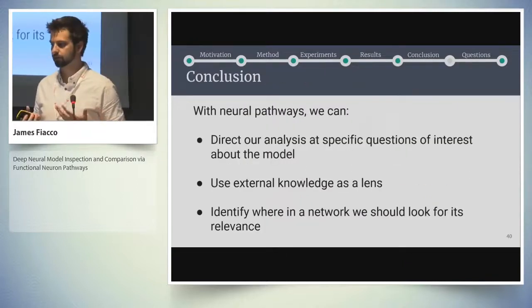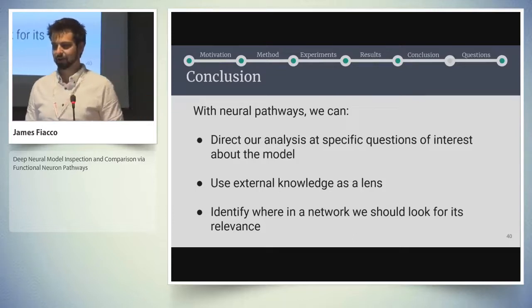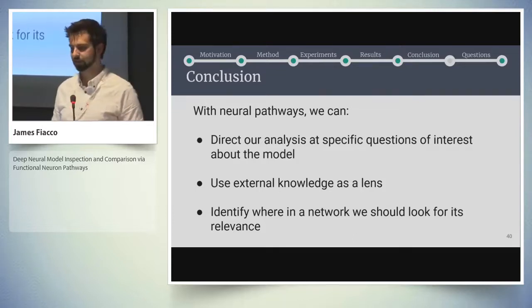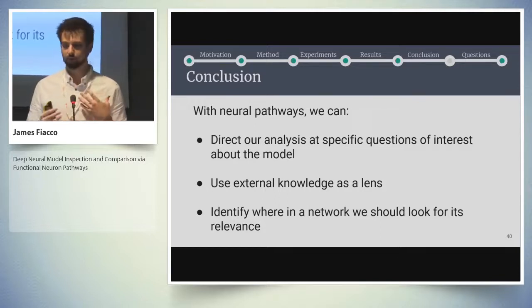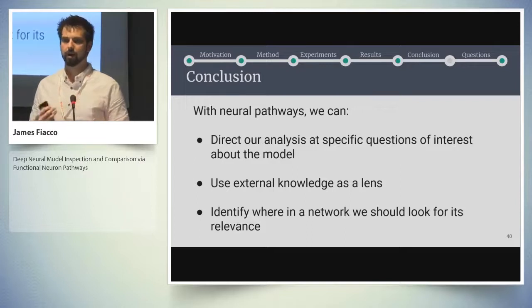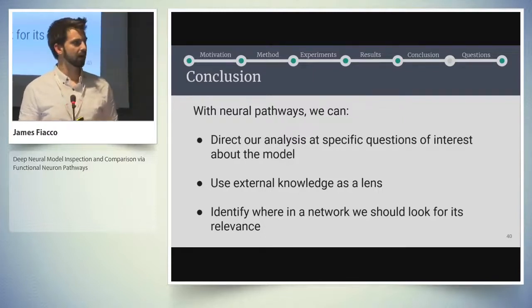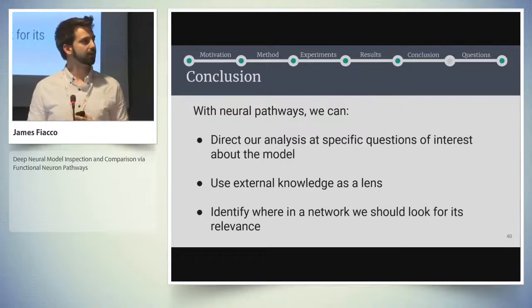So, in conclusion, with the neural pathways, we can direct our analysis on specific questions of interest about our model, and then we can use the external knowledge as a lens to figure out what we need to look for in our data or in our error analysis. And then we can identify where in the network we should look for it based on the loadings in the PCA. So that is my talk.